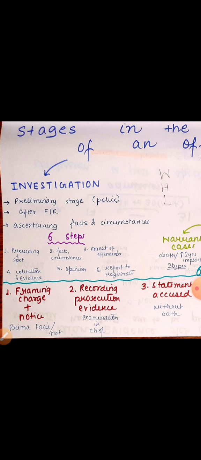The next stage is recording of prosecution evidence. What happens here? The prosecution means the lawyer of the party which has been the sufferer. That lawyer is asked to examine its witnesses before the court. This is called examination in chief. The accused has a right to cross-examine. The accused's lawyer, who is the defender here, can cross-examine all the witnesses presented by the prosecution.